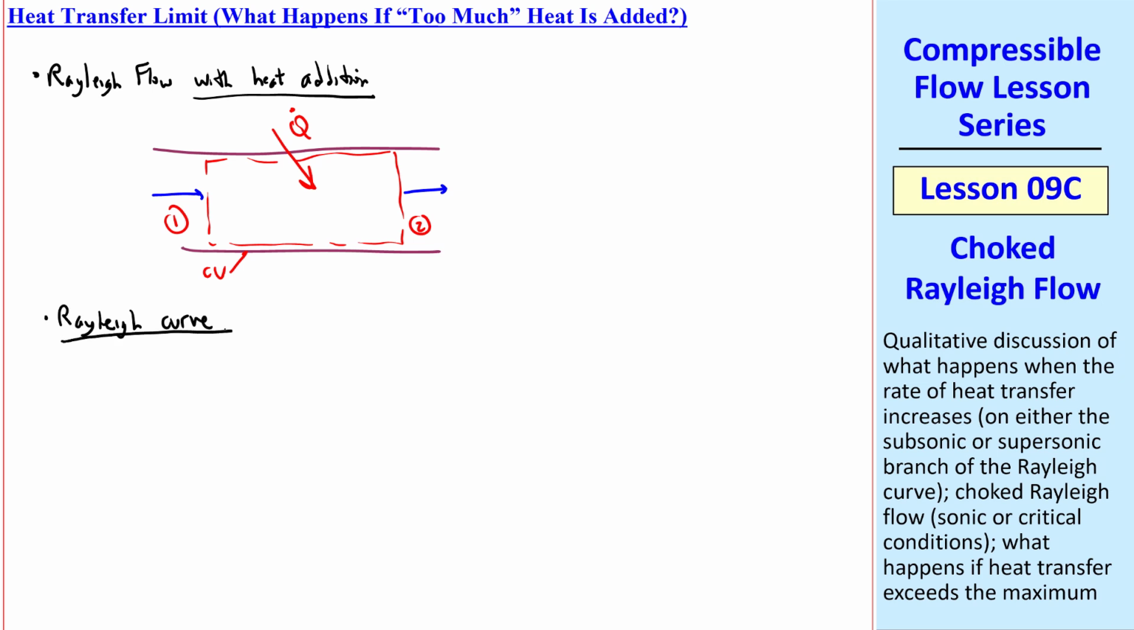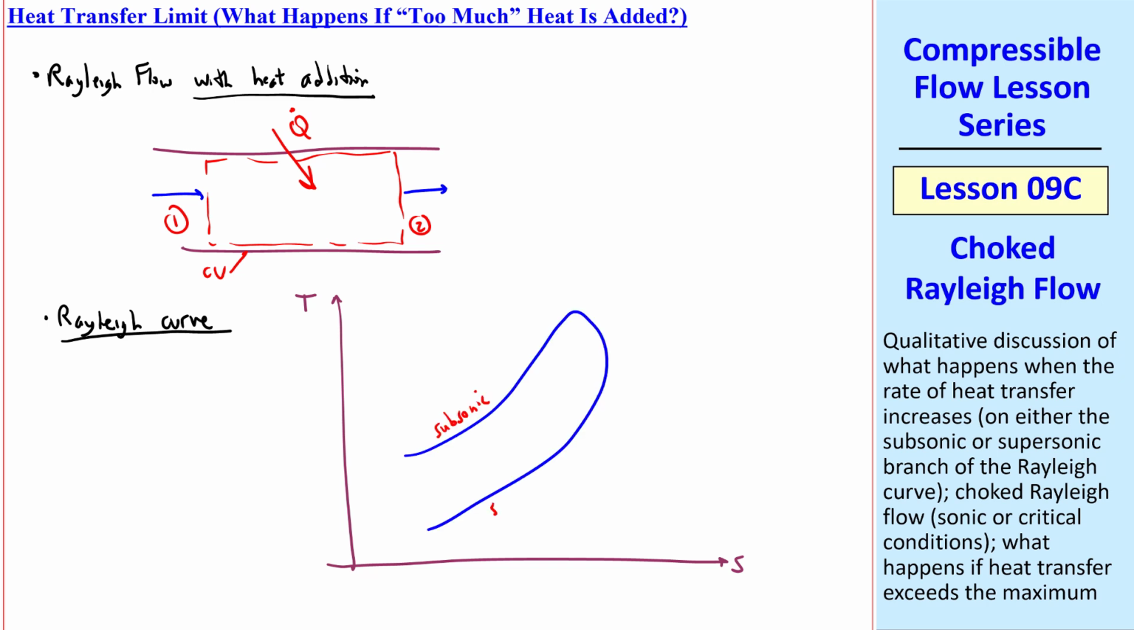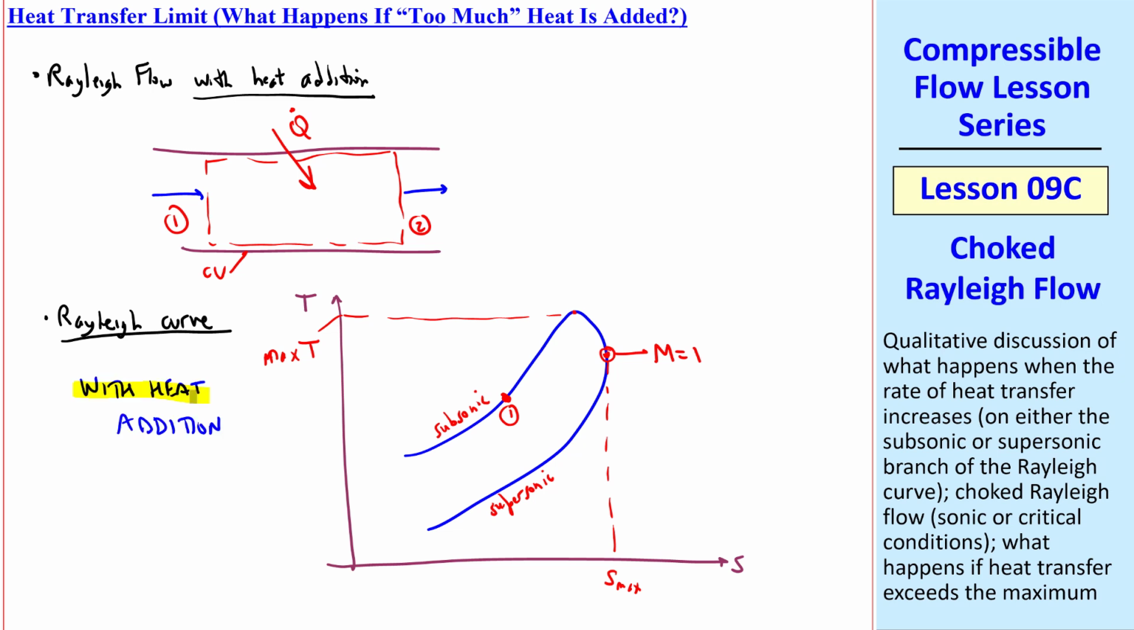This results in the Rayleigh curve, which I'll sketch here as a T-S diagram, with the subsonic and supersonic branches, maximum entropy location, maximum temperature, etc. Recall that the Mach number is 1 at this maximum entropy, the rightmost location on the curve. If we start at some state 1, and add heat, state 2 will lie somewhere to the right of state 1, since entropy is increasing as we add heat, as we've discussed previously.